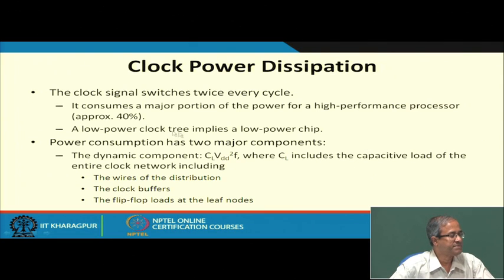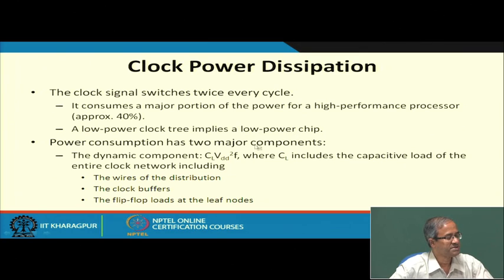Regarding clock power dissipation, I just now mentioned, the clock signal switches continuously twice every cycle, once from low to high and once from high to low, and it can consume up to 40% of the total power of the chip. Okay. So, this is quite a major issue. If you can implement a clock tree that consumes low power, this can also imply that the chip will be a low power chip.